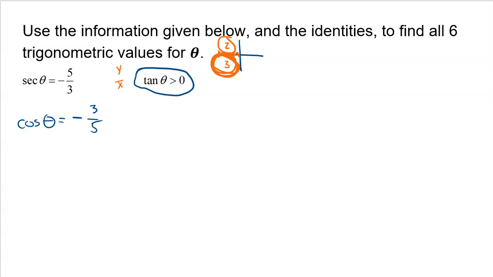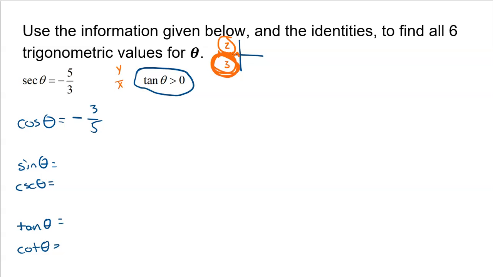Well, again, I can find sine. And again, once I find sine or cosecant, then I'm really set because I just need one of them and I just got to reciprocate to find the other. Same thing for tangent and cotangent. Once you find one, you really have found the other. So let's go ahead and find sine first.